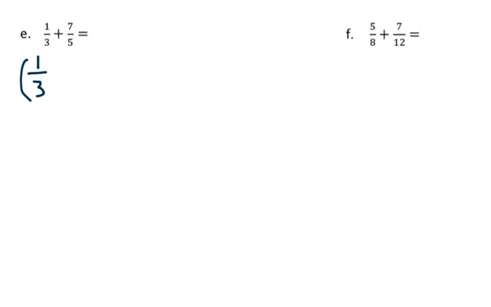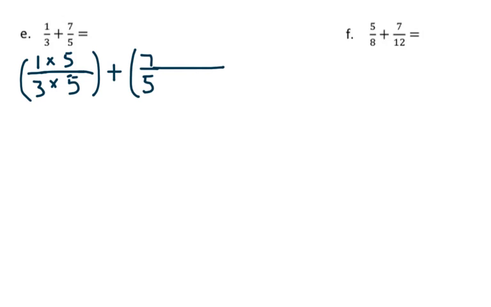To find a common denominator, we're actually going to multiply the denominators this way. So I have 1/3, and I'm going to multiply that by 5/5, which is actually equal to 1. So it doesn't change the value of 1/3. It's just so we can find the common denominator. And we're adding 7/5, and we're multiplying that by 3/3. Again, 3/3 is equal to 1. It doesn't change the value, so we're okay there.